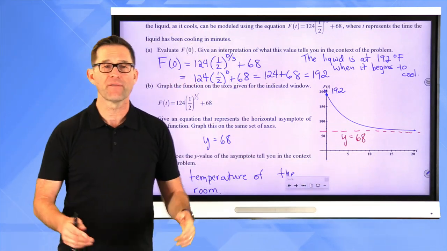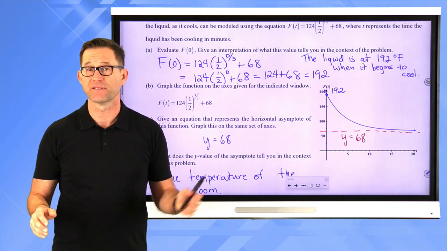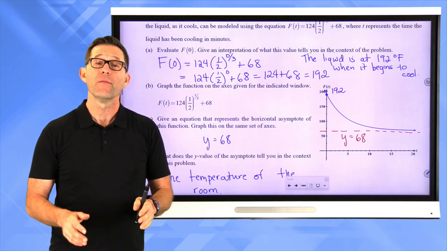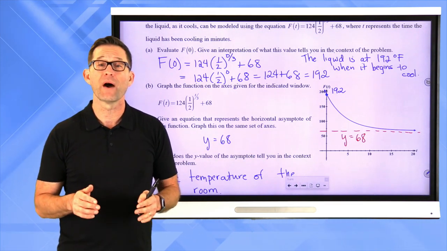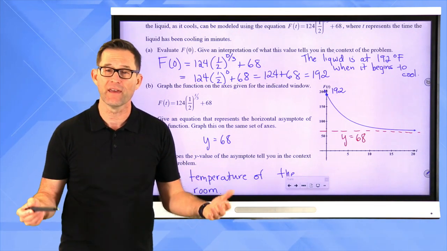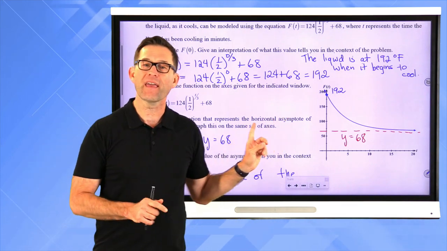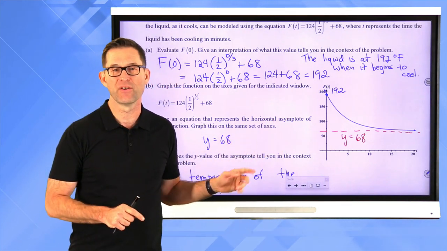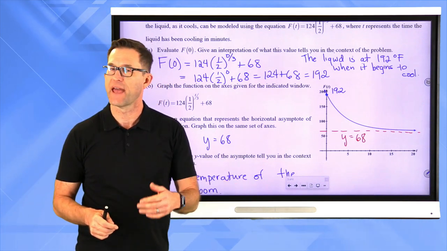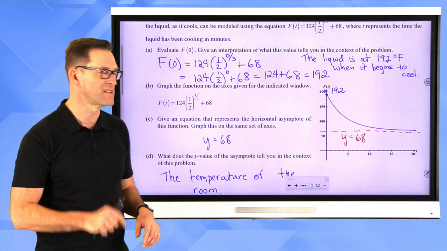There's no way that if I've got a house that's 70 degrees and I've got a liquid that's at, let's say, 192 degrees, just below the boiling temperature of water, that thing can cool down to be less than the temperature of the room that it's cooling in, right? In fact, in theory, according to Newton, it can't even quite reach that. You might eventually put a thermometer into that liquid and say, hey, that's 68 degrees as well, but it's probably just a little bit above 68.